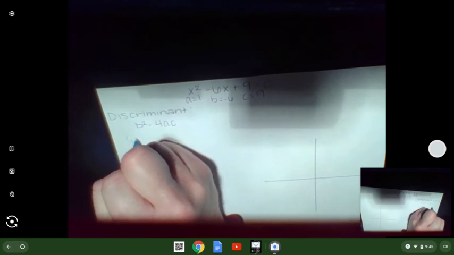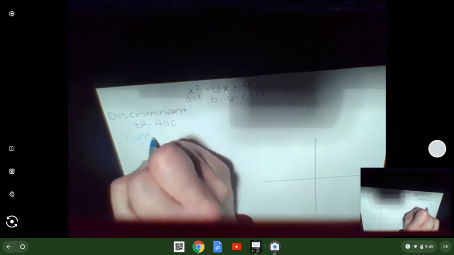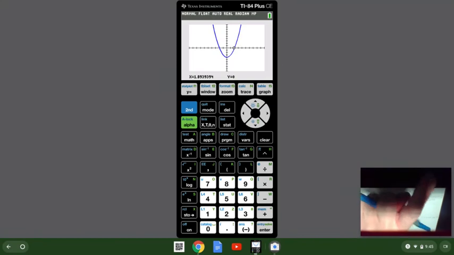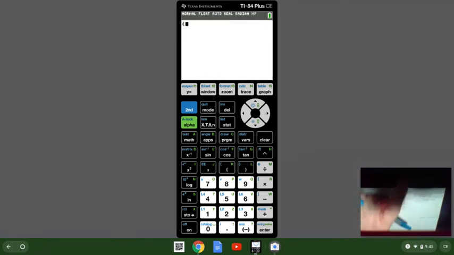Parentheses are key. Our b is negative 6. Our a is 1. Our c is 9. I'm going to go to my calculator, typing in everything exactly as we see on our paper, parentheses and all, double checking that it's correct. Hit enter, we get a discriminant of 0. Okay, what the heck does a discriminant of 0 mean?